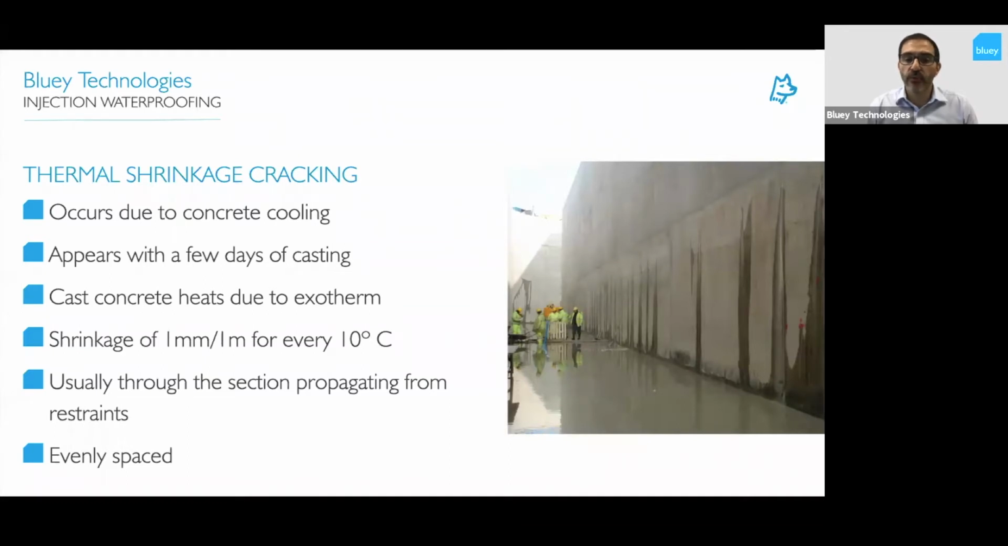They usually propagate through the section off the restraint. So you can see there in this photo that the wall has been cast on the slab, and then the slab has restrained that wall from shrinkage. So we've got cracks propagating off the base of that wall. You can see they're evenly spaced, and you would see that they would go right through the structure, even though they would narrow as you go up the wall.